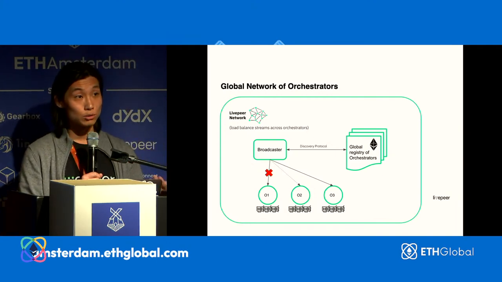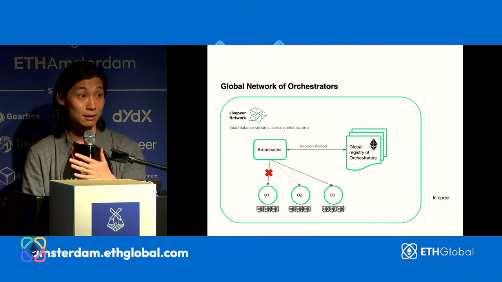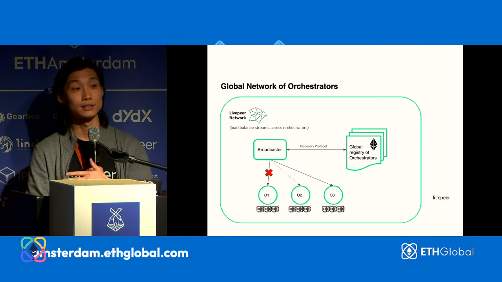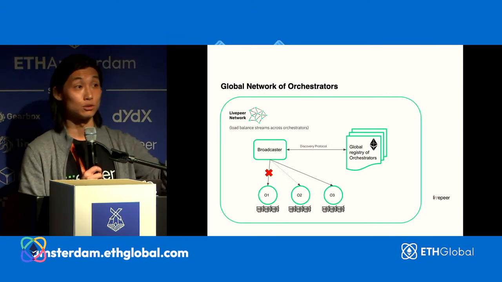And the other thing that you can do is you can double up. You can use multiple orchestrators at the same time, so that if one goes away, it doesn't even matter. In fact, you can just have the two race, and whoever gets back to you first, you use that one.